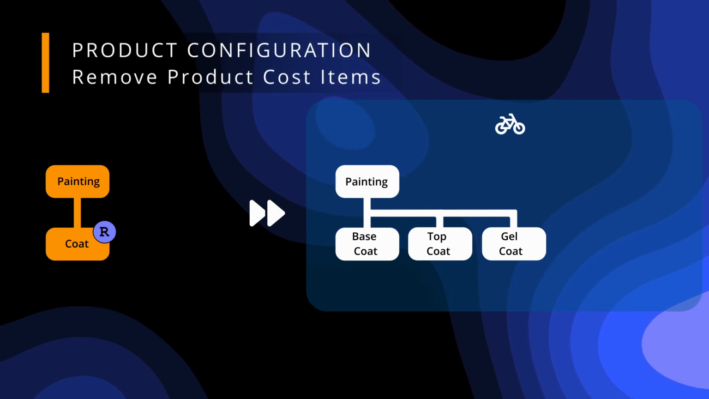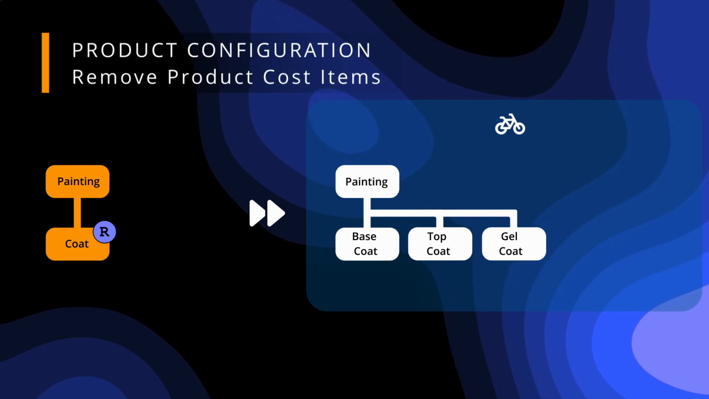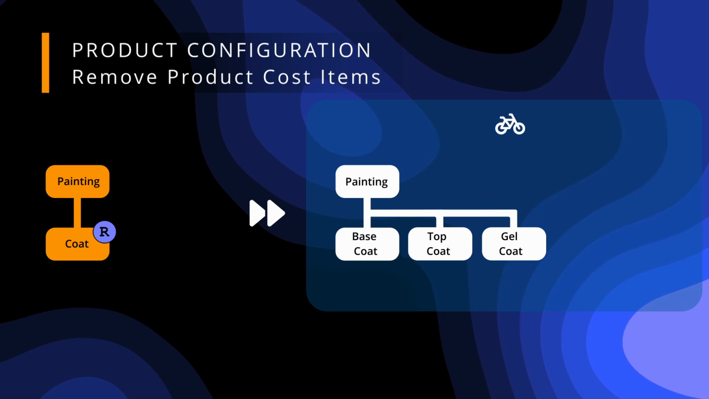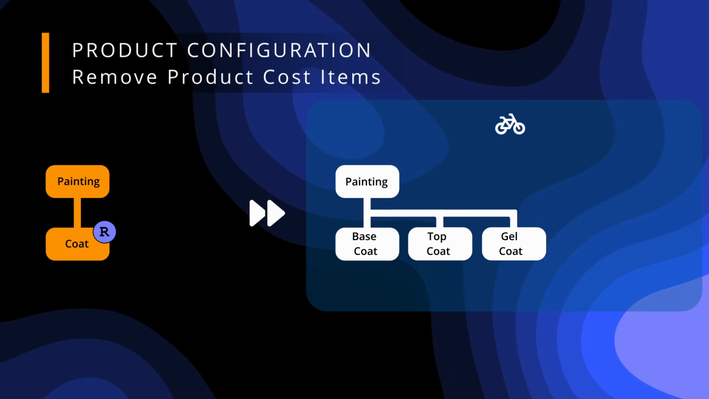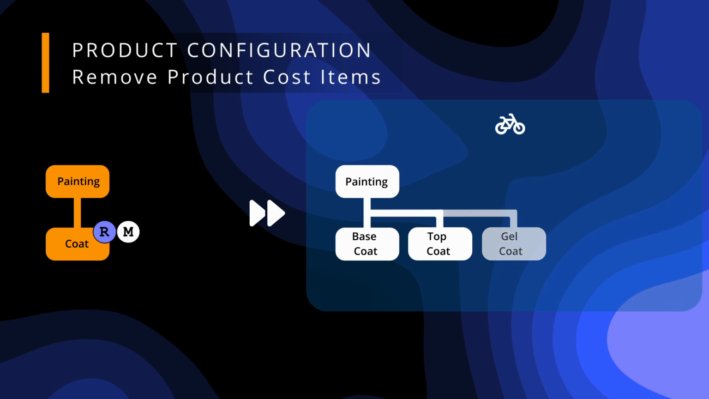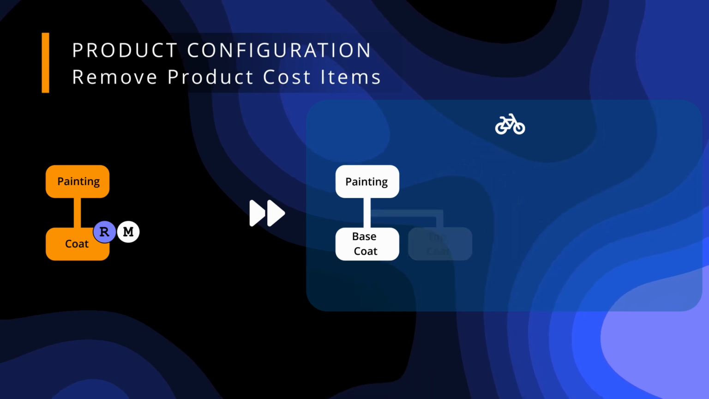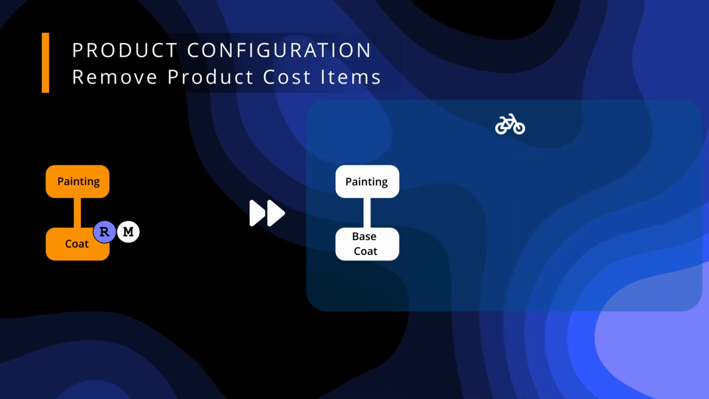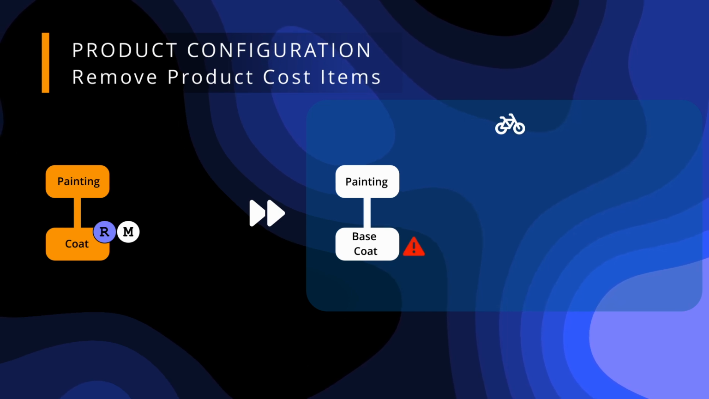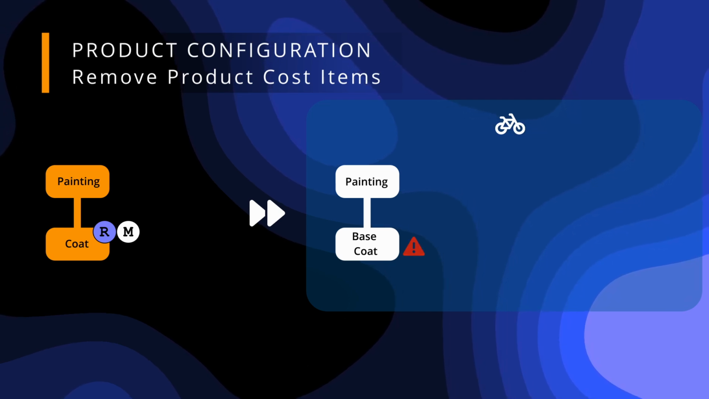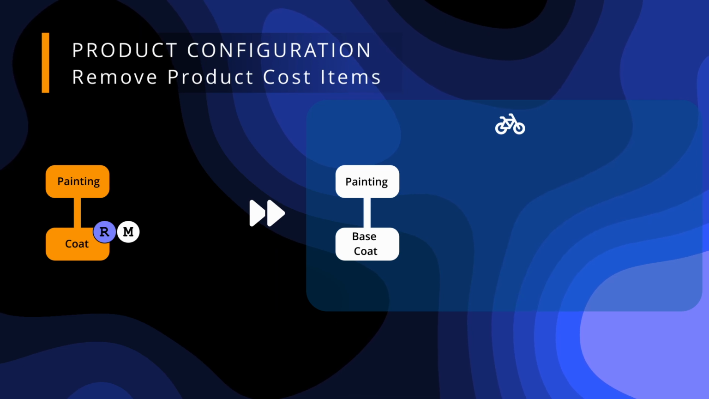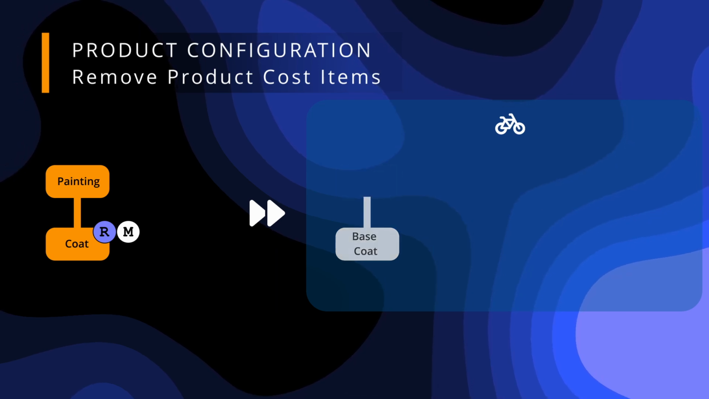Finally, you can of course remove any product cost item except if it's mandatory and it's the last one remaining. In the example, suppose the coat is mandatory. I can remove 2 of the coats. But since the base coat is the last one remaining, I can't remove it. Another thing that you need to bear in mind is that if you remove a product cost item, then all its children will also be removed.